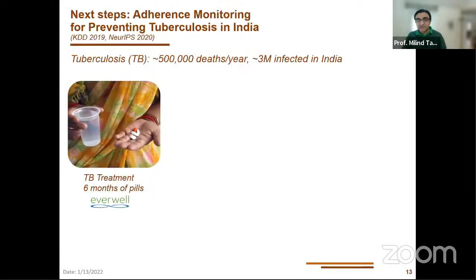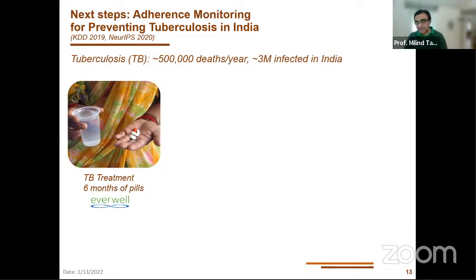There are many other possible applications of Restless Bandits. One other such application is tuberculosis. As we know, tuberculosis kills 500,000 people in India every year. 3 million are infected every year. And a TB patient has to take their medicine for 6 months in order to cure themselves of TB. And this is very, very difficult.